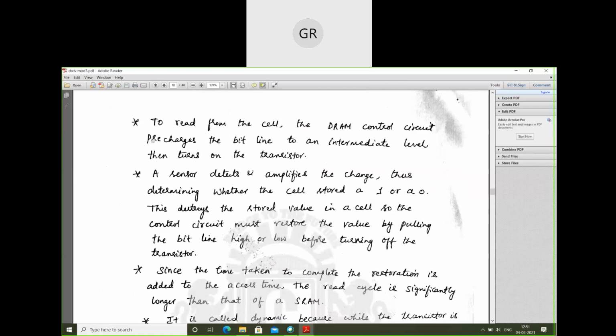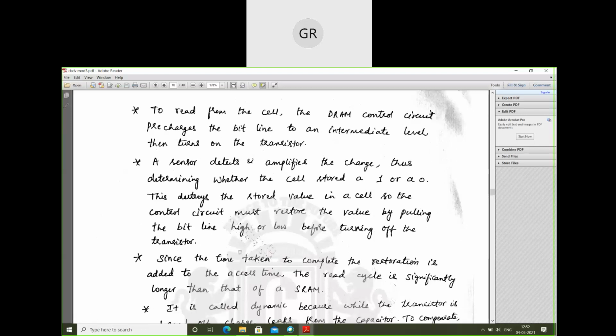Then a sensor detects and amplifies the change, thus determining whether the cell stored a 1 or a 0. This destroys the stored value in a cell, so the control circuit must restore the value by pulling the bit line high or low before turning off the transistor.